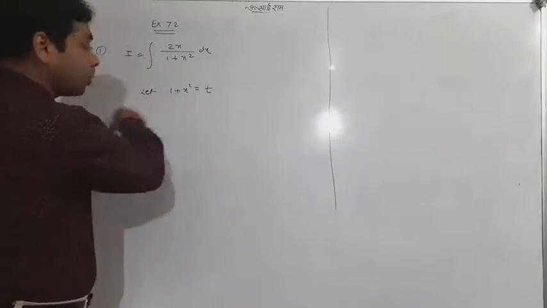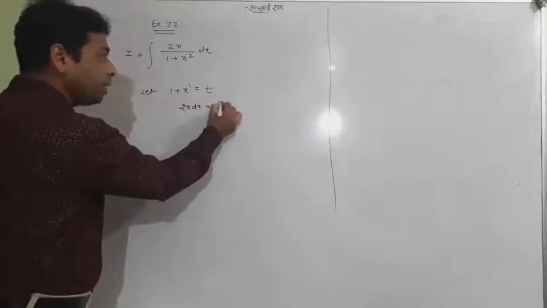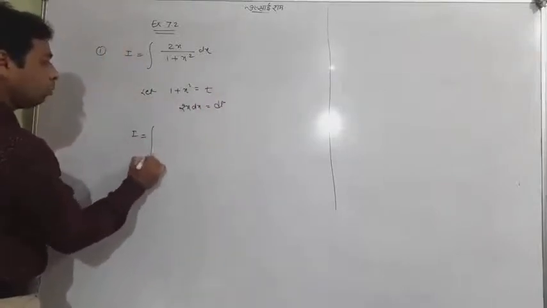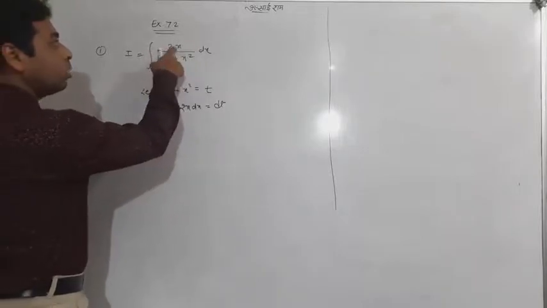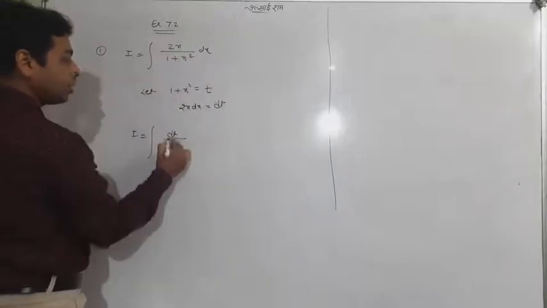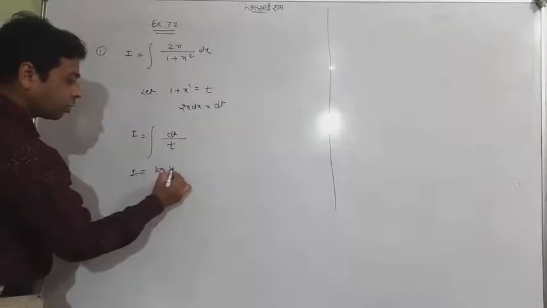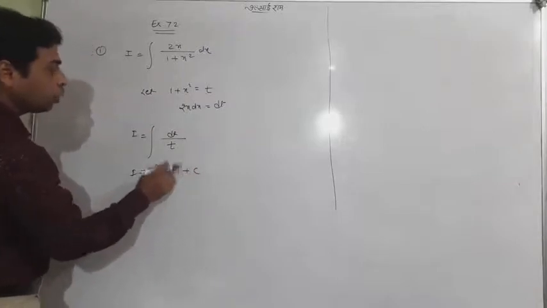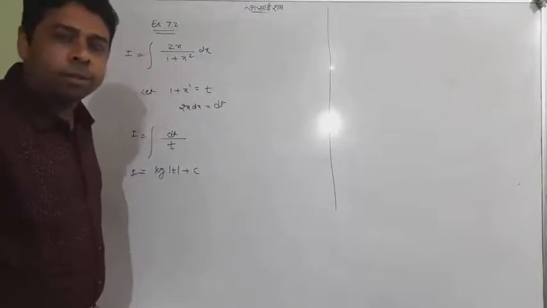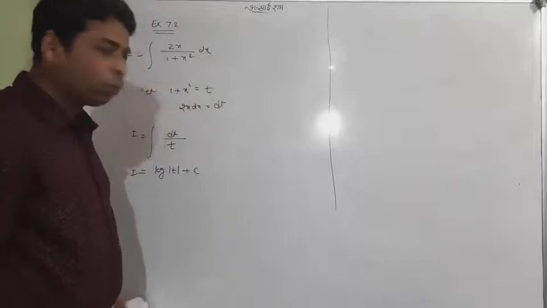Like 1 has differentiation 0. So x square has 2x dx, and t has dt. And then I is equal to, fortunately 2x is coming, 2x dx equal to dt, and on the other side it is t. The question is going to be 1 by t, its integration is log t plus c, and put your t equal to 1 plus x square and get your answer. So this is all about what you have to consider as t. If you know, you can do it.